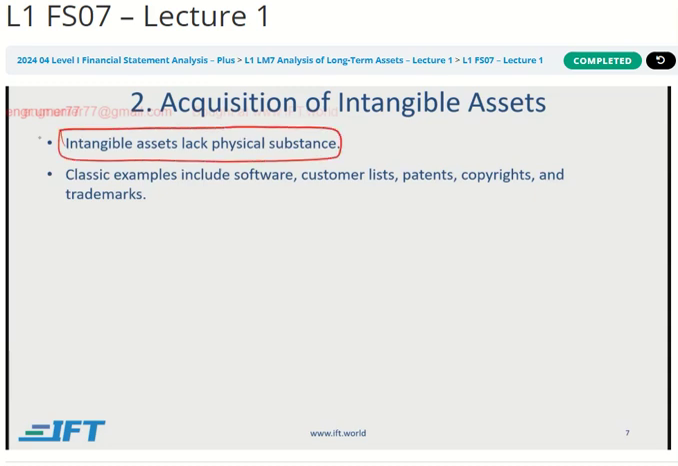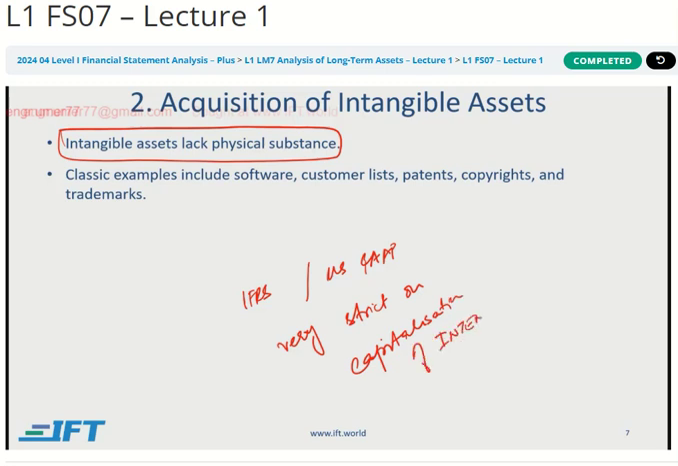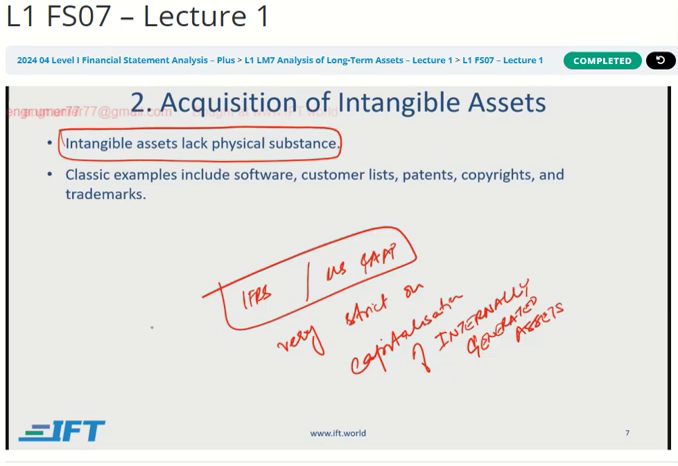So as far as intangible assets are concerned, the whole confusion is that IFRS and US GAAP are both very strict when it comes to capitalization of internally generated intangible assets. Now, I know we've discussed this many times, but let me discuss this again with you once. And why do you think IFRS and US GAAP are so strict on this?